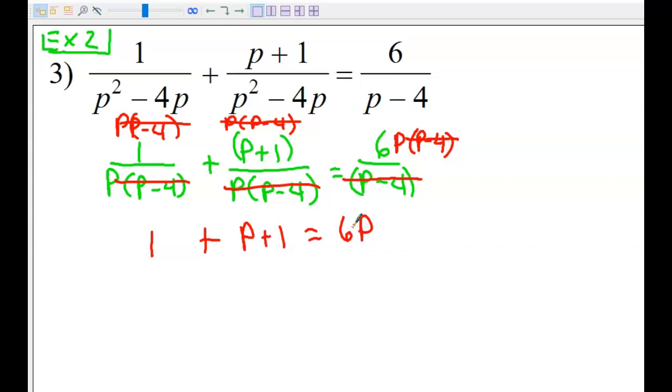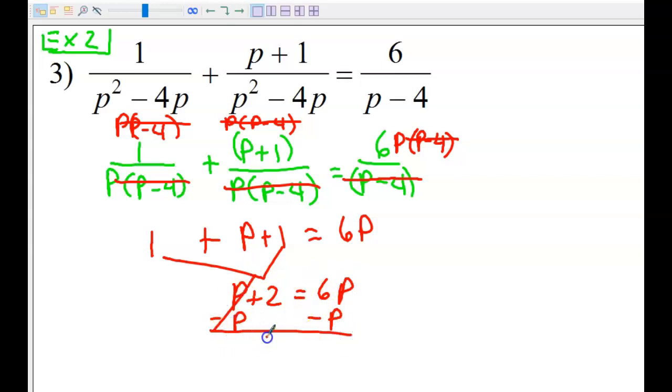So that's it. I'm going to combine my like terms. Put those P's together. And then divide. So I get P equals 2/5.